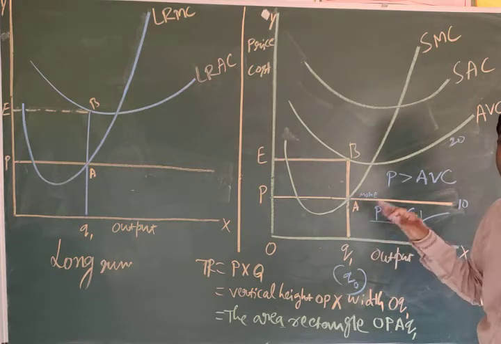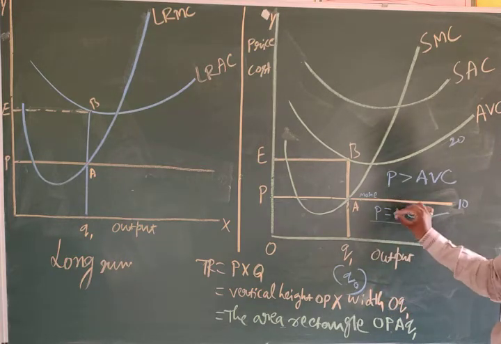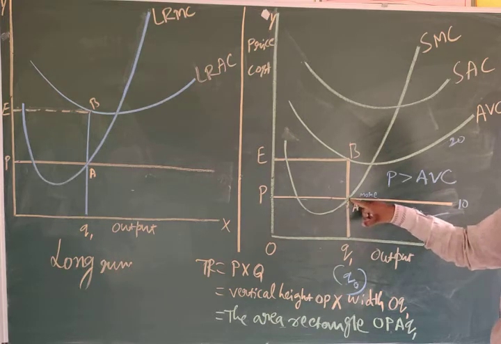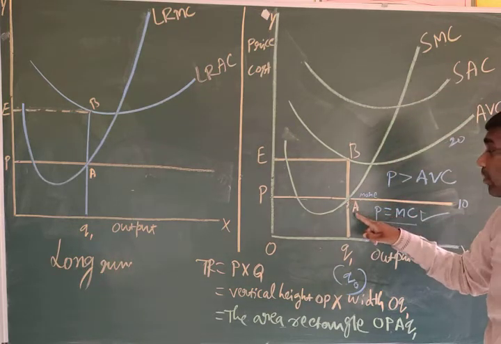According to the conditions, the first condition is clear, that is P equals MC. Yes, the price line should be equal to the marginal cost. Here they intersect at the point A. Clear?